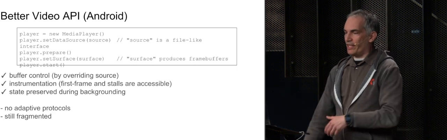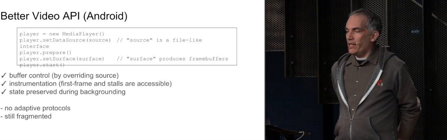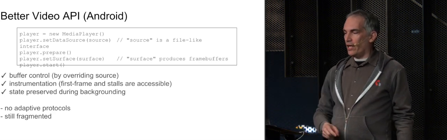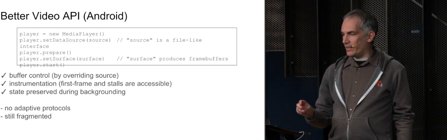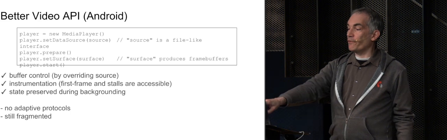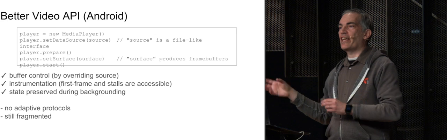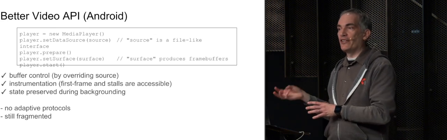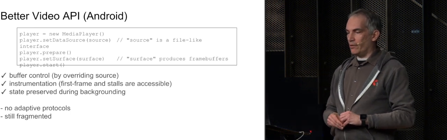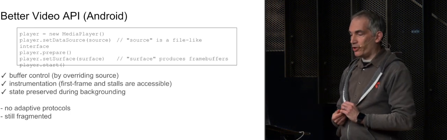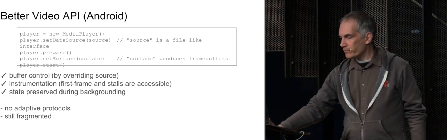Here's a better one. This is what you could do in 2012 with the Jellybean release. You can make a MediaPlayer. It has an injectable data source, which is file-like, and then you can call prepare. Then you say set surface, which is cool. So you get to hand it the producer of frame buffers, and so then you get to actually have a callback for each frame. And so you can monitor frame rate, and you can tell dropped frames. And that's all cool, but it still doesn't understand adaptive protocols at all, and it still has the problem of fragmentation, meaning software updates are controlled by the carrier.